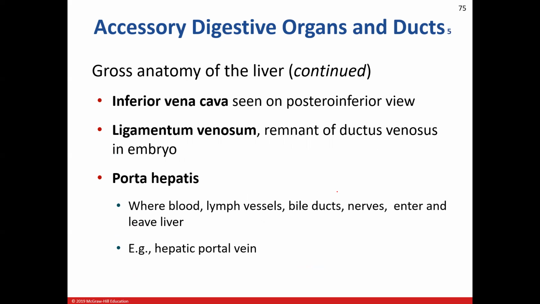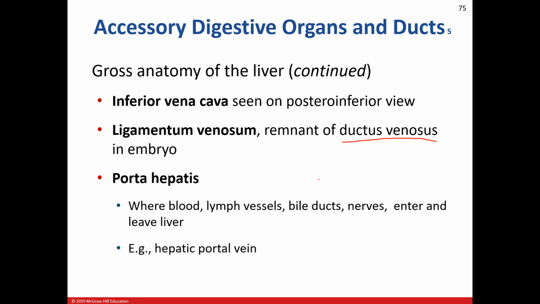So some other structures that we're going to see on the other side, the posterior inferior portion of the liver, is obviously the inferior vena cava. And we've also got another embryonic structure called the ligamentum venosum. When you were an embryo, you had this structure called the ductus venosus. And during embryological development, that structure starts to degenerate and deteriorate, and its remnant is referred to as the ligamentum venosum.